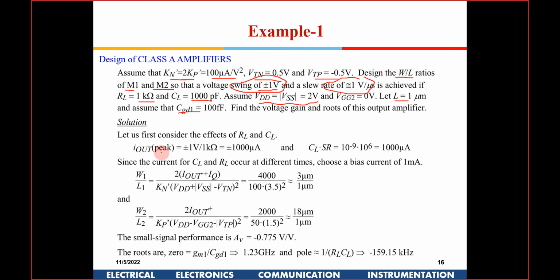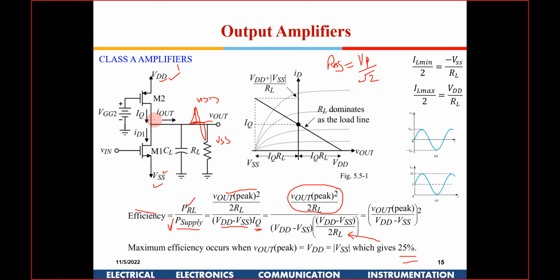Now, first of all, the peak voltage is 1 volt, so 1 volt divided by the load resistance RL gives the peak current. Now the slew rate is also given. The slew rate is given as CL into SR. This we did initially also. Slew rate and capacitance are given, and from there I can find the current. Is this equation okay? We did slew rate for the initial CS amplifier, right?